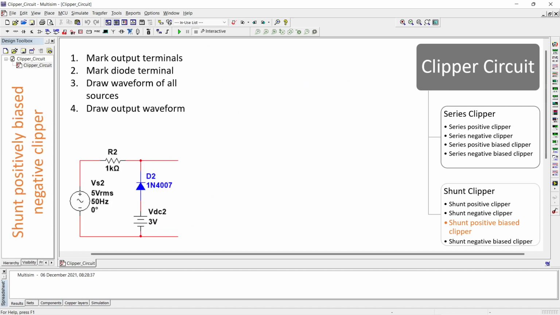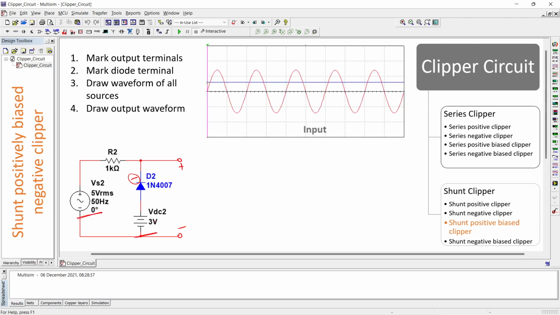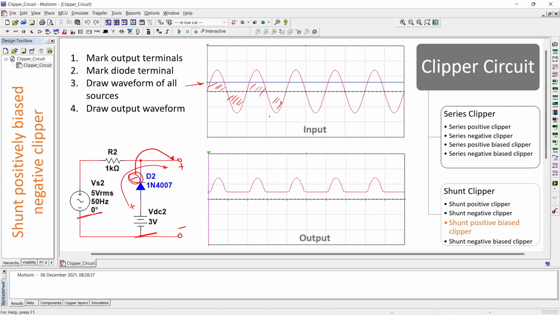This is the circuit. Step number 1 is to mark out the terminals. Step number 2, diode terminal. In step number 3, both the sources. So this positive is here positive. So our input will look like this. And now in step number 4, the negative of diode is facing towards the positive. That means the waveform below this line we should remove. And the output looks like this.